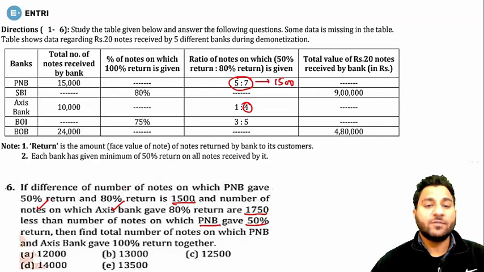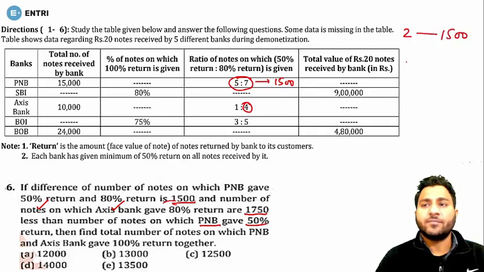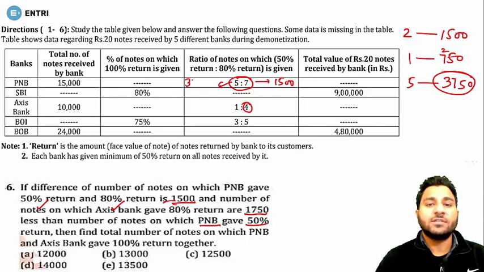Look, first of all, we need to figure out the 50% data of PNB, because from there you will understand the Axis Bank's 80% data. Then find the total number of notes on which PNB and Axis Bank gave 100% return. So we can figure out how. Look at this. The difference of the two data will be 1500. One ratio equals 750. So clearly the 50% data for PNB will be ratio 5. So 5 ratio stands for 5 5s are 25, 5 7s are 35, and 3750. So this data is 3750.